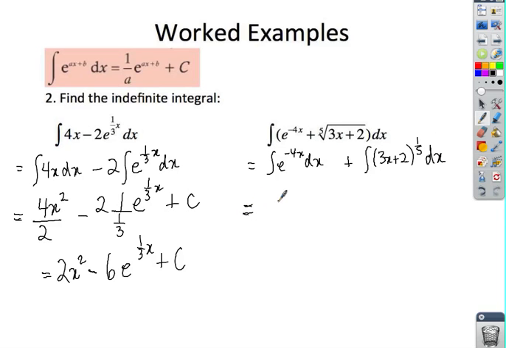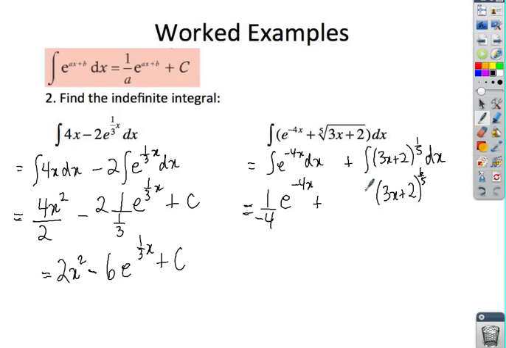So again, the integral of e to the negative 4x, but negative 4x is a linear argument, so it must be 1 over the coefficient of x in front, 1 over negative 4. In the second term, it's just the power rule again. So we're going to have 3x plus 2. We'll add 1 to the exponent. The exponent is 1/5. Adding 1 gives us 6/5.